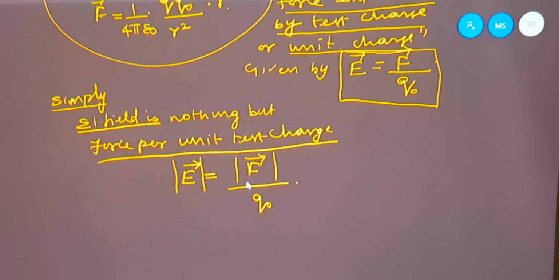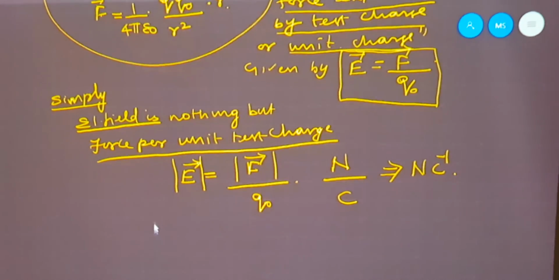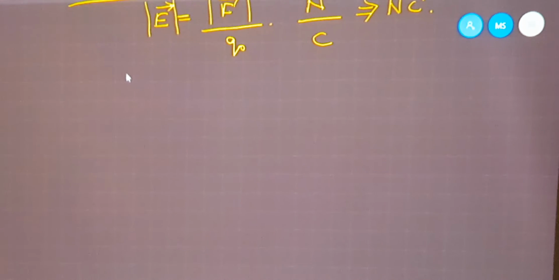Here I have given you the magnitude. From here I can state the unit. Force is measured in Newton. Charge is measured in the unit coulomb. So the SI unit I can write as Newton per coulomb. I think you have a very clear idea regarding the electrical field.